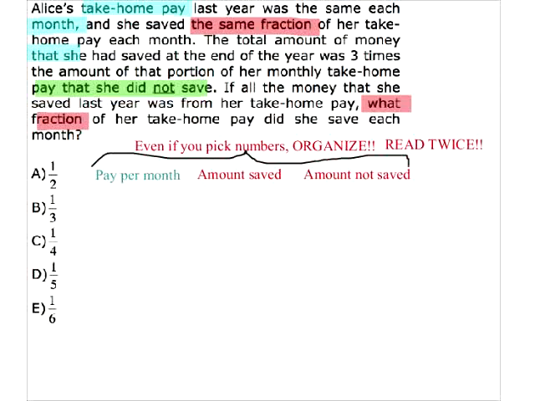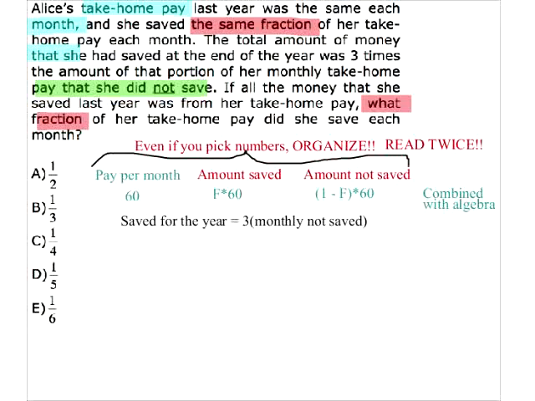So the pay per month we decided would be 60. That means the amount saved would be some fraction of 60. One way you can still do this is combined with algebra. So that's 60 times f, and the amount not saved is (1 minus f) times 60, if you still want to define that. Then the total saved at the end of the year is 3 times monthly not saved. The saved for the year is 12 times 60 times f, which would be 720f.